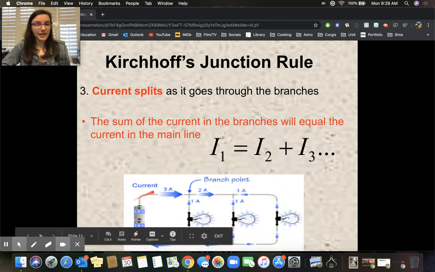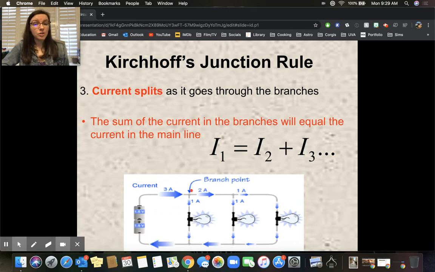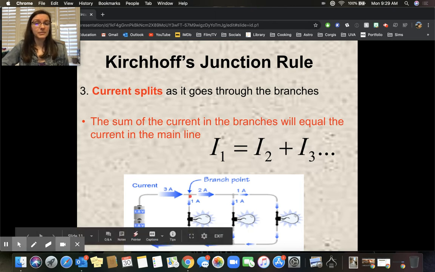So at the very beginning, right after I leave the battery, I have a current of 3 amps. When I get to a branch point somewhere where it can split, I've got 1 amp going down to this light bulb, 2 amps keep moving forward. I have another branch point, another junction, 1 amp goes through this light bulb, 1 amp keeps moving forward. That does mean, and it's a little bit hidden by my toolbar here, that at the junction points on the other side, those amps are coming back together. So by the time I am entering the battery again, the current should be back to what it started as.